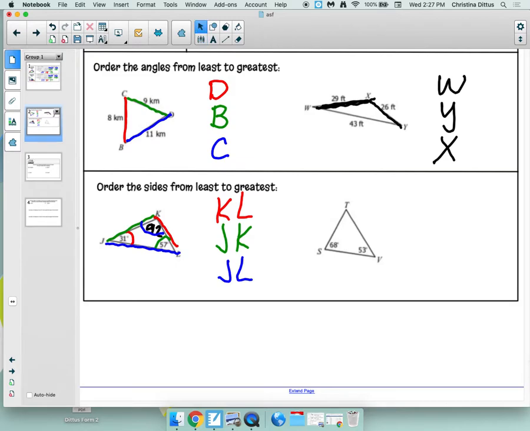What's the number? 59. If you do the math, J is 59.